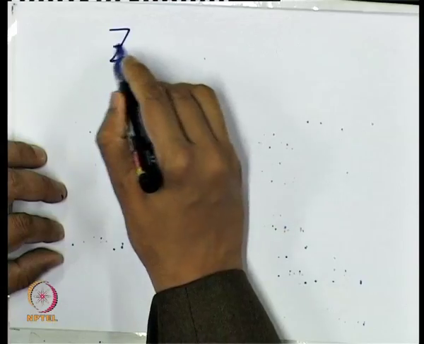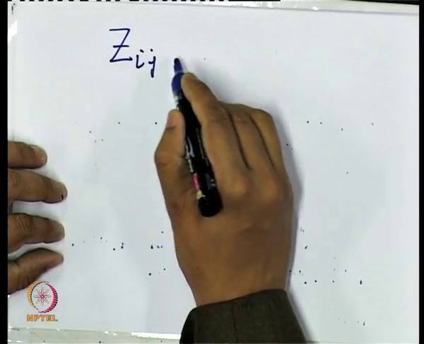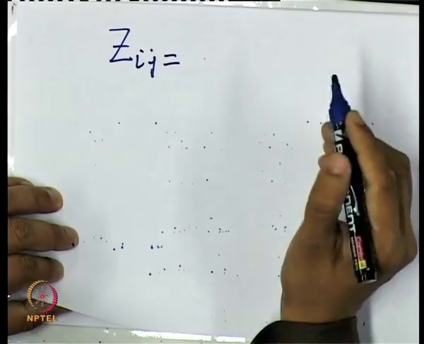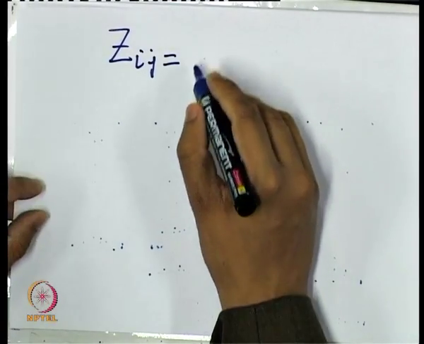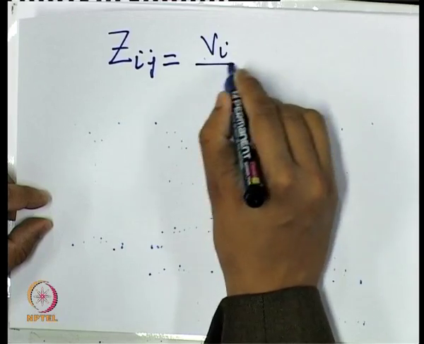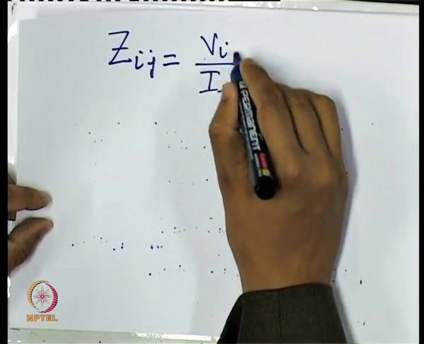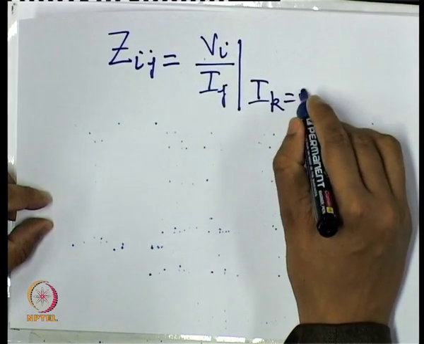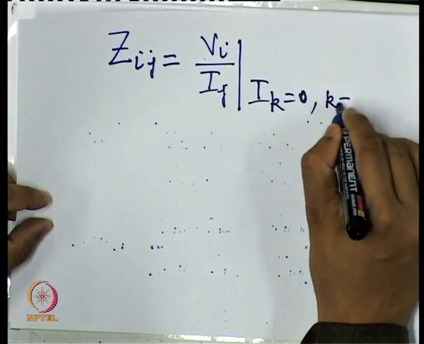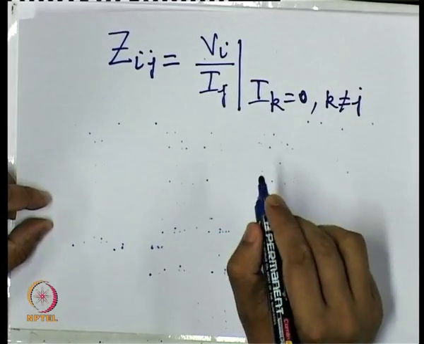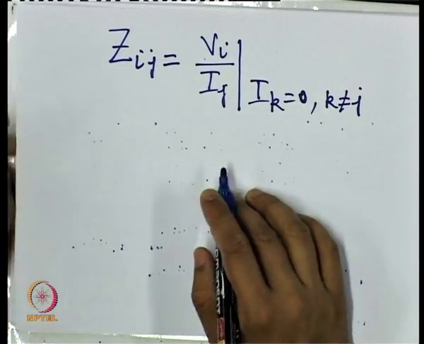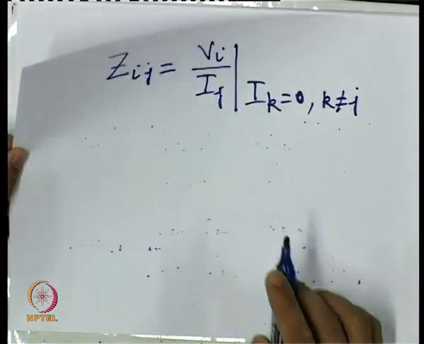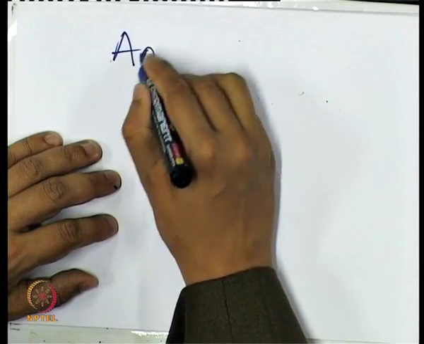So any impedance parameter Zij is defined as Vi upon Ij with all other Ik's equal to 0, k not equal to j. Now, in the same way that I defined the impedance matrix, I should also be able to define what I call the admittance matrix.